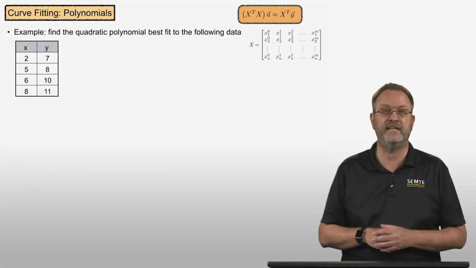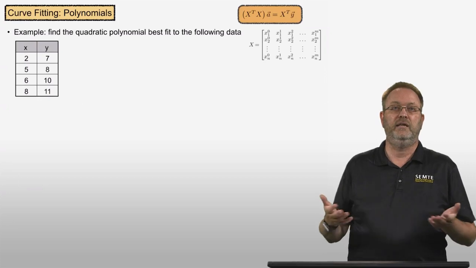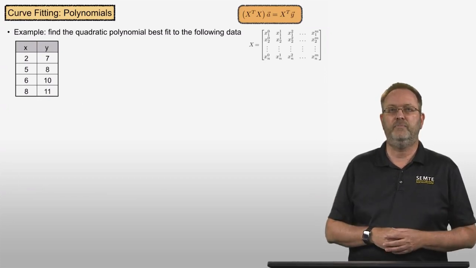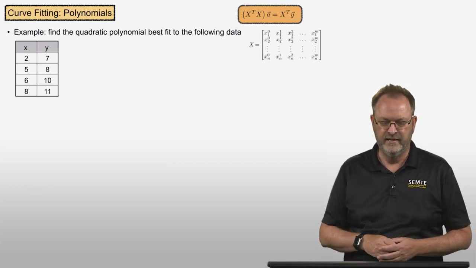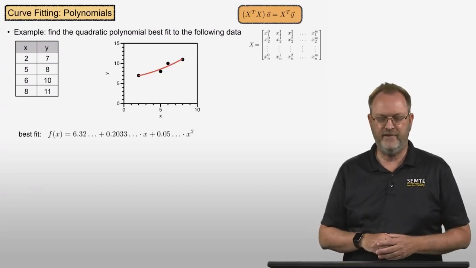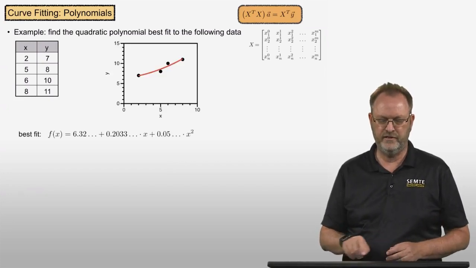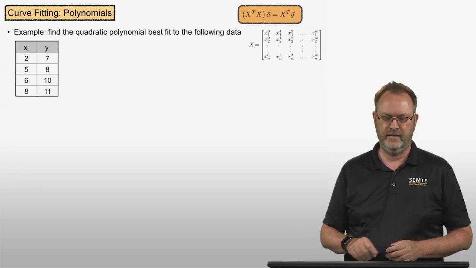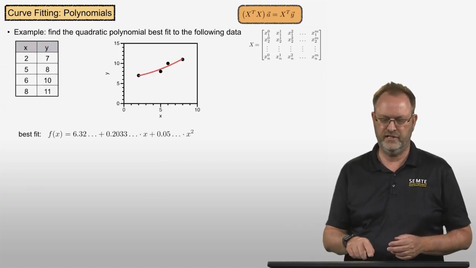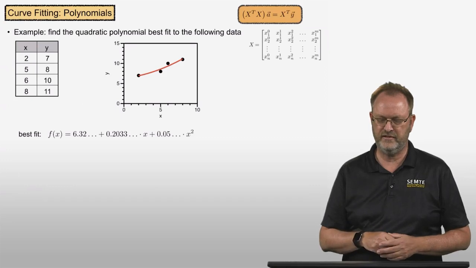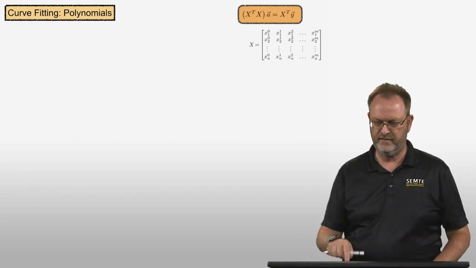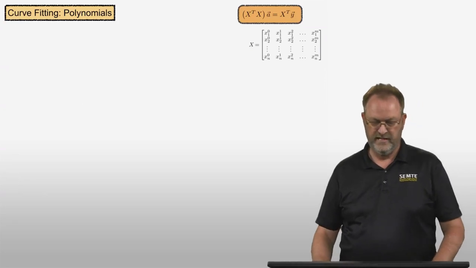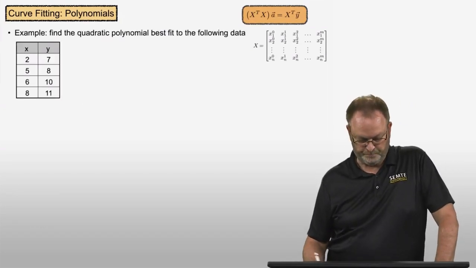Okay, so let's do an example for this. The example is: find the quadratic polynomial best fit to the following data set here. There are some x values and some y values. And if I would fit this data, well, you see first here these black dots. That is the data set itself. And now let's try to find the polynomial that best fits this data set.